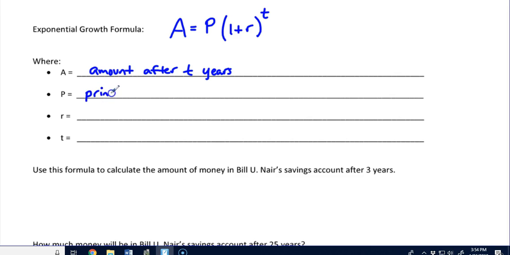Be careful with our spelling here. Principal is spelled like the principal of your school, not like principles, the guiding rules of your life, or something important like the principal causes of the Civil War, that's spelled PLE, but this is spelled PAL, and that's the initial amount.